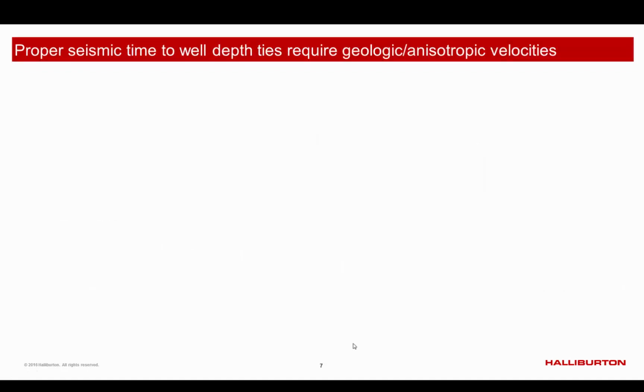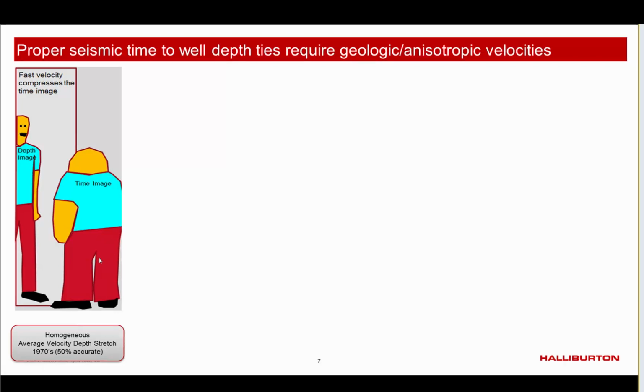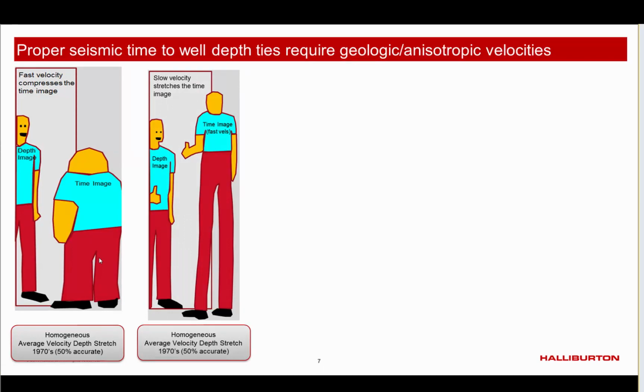To drive this home even more, I just have a few images to show what's the seismic image versus what's reality. So if you think of the reservoir volume as the depth image on the left, and the seismic reservoir image is what's on the right. If we're in a fast velocity zone like a salt or carbonate, our seismic image gets squished. It's too short and stubby compared to what's reality. If we're in a slow velocity region, say like an overpressured shale, that seismic image gets vertically stretched and gets way too big. So we used to get away with this.